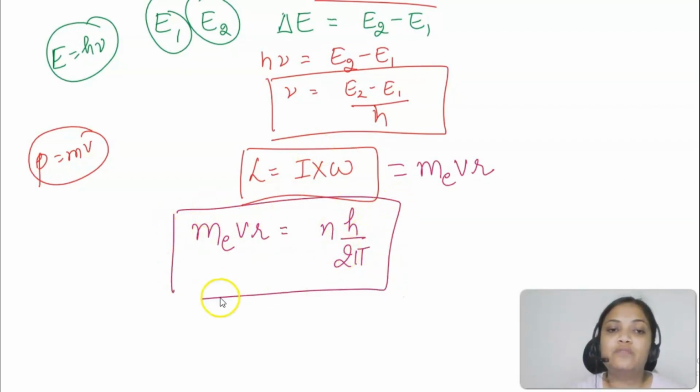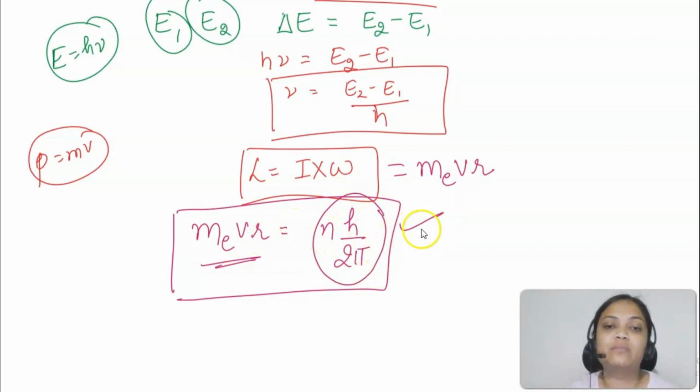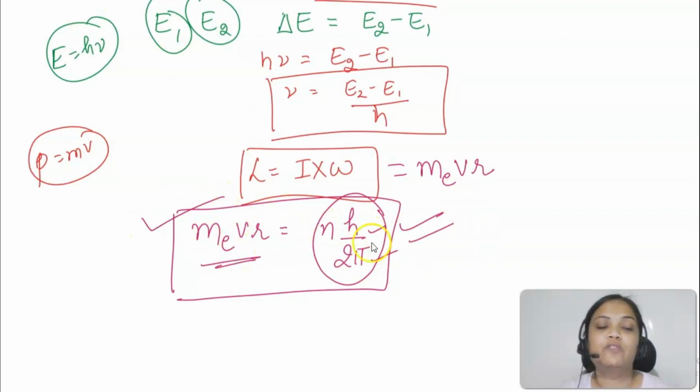From this equation, we get to know that the electrons can revolve only in those orbits where the angular momentum is the integral multiple of h upon 2 pi. That means that only certain special orbits are allowed. It's not random. Electrons will not be randomly moving in any orbit, but according to this rule where the angular momentum is integral multiple of h upon 2 pi. So these are all the points from Bohr's model that we are discussing.